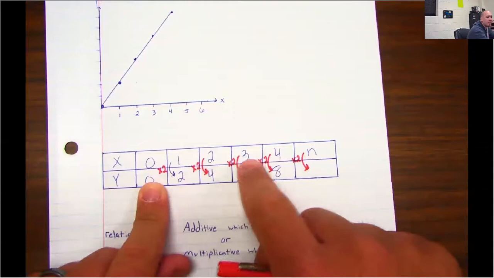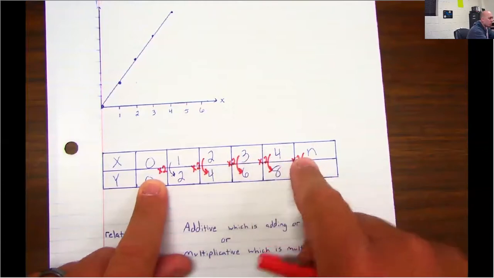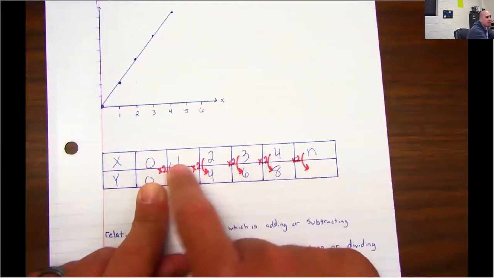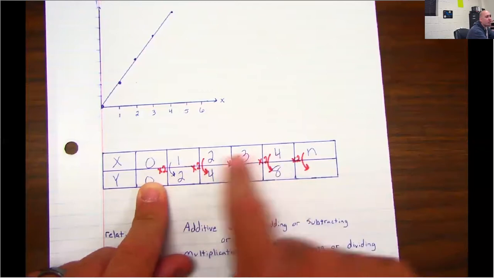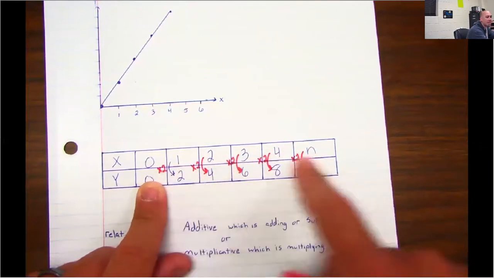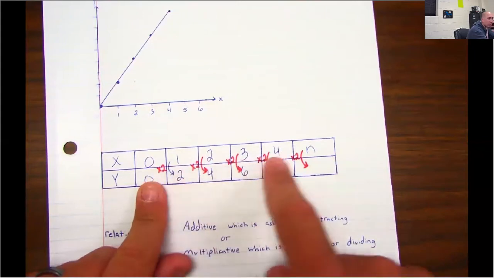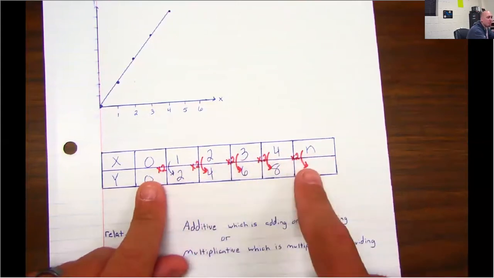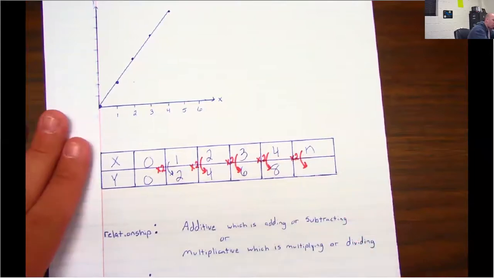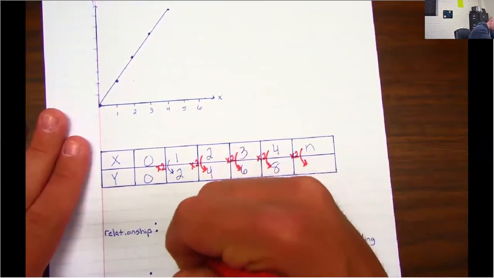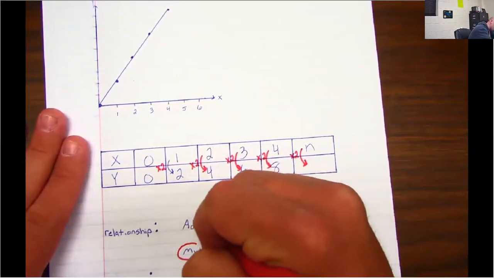Guys, if your scale factor is not the same, you did something wrong. You can't do multiply here, then add here, then multiply, and then add. You can't do that. It all has to be the same. So again, I'm multiplying each one by the same number. Since I'm multiplying, my relationship is multiplicative.